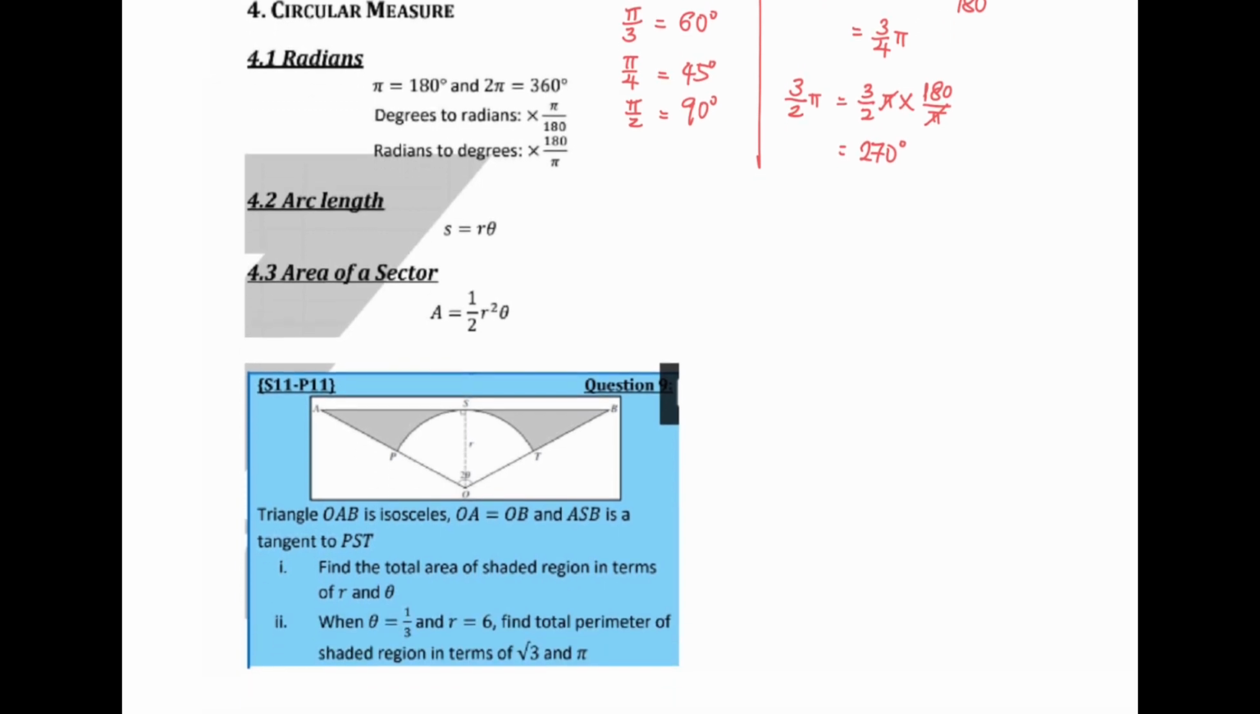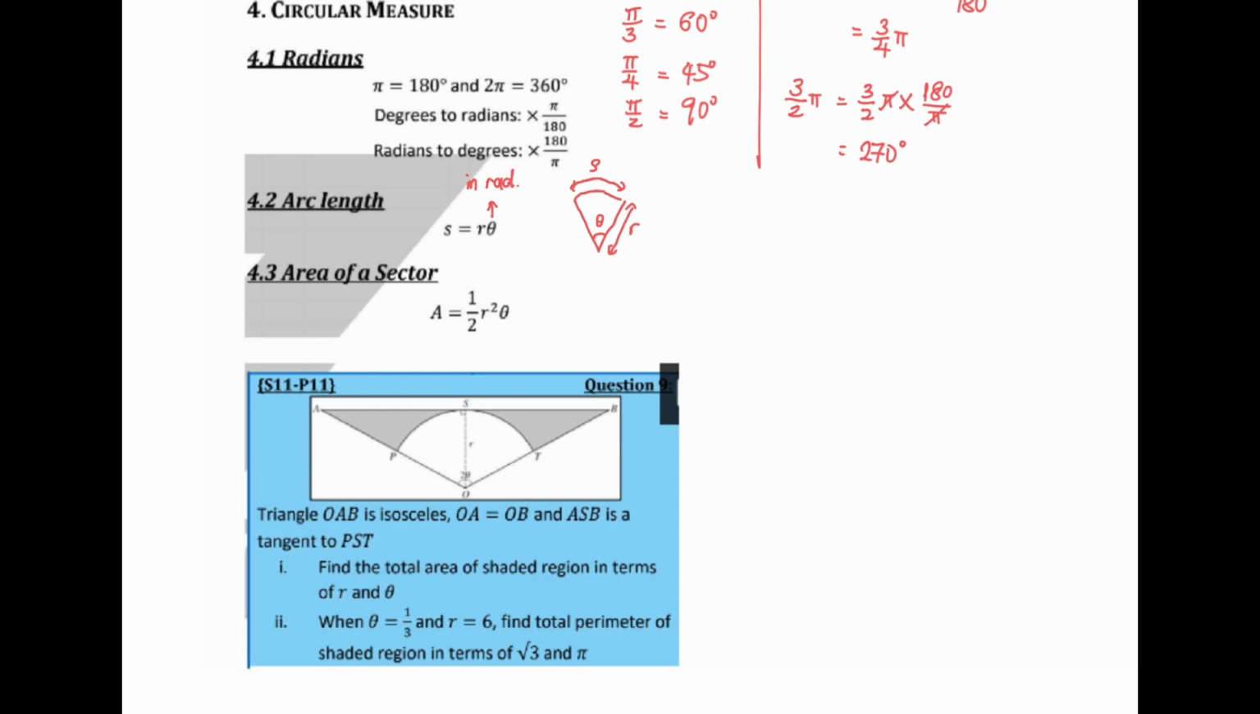So after that, we have arc length S equal to r theta. So this arc length is the arc length of a sector. Okay, arc length of a sector. So this is the arc length, we call it S. This is the radius r, and then this is the theta. So you want to find the arc length. So basically, you take the radius, multiply with the theta. The theta is in radian.